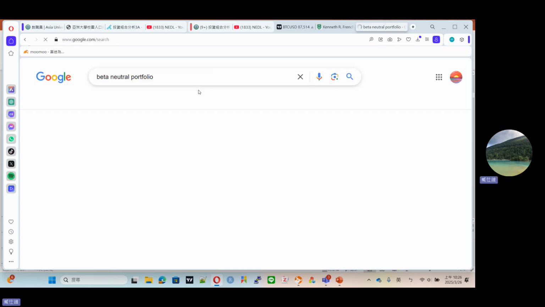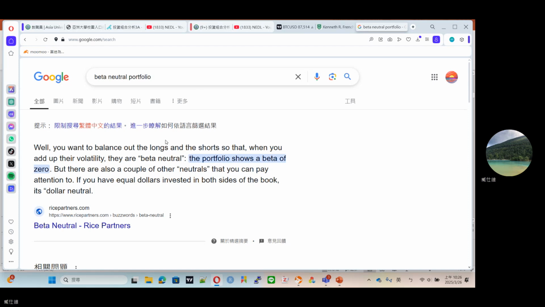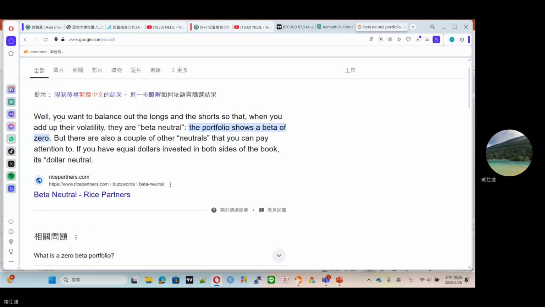Okay, so what is a beta neutral portfolio? Beta neutral means you want to create a beta zero portfolio. We try to decrease the volatility of the portfolio to a minimum value. Ideally, if we can create a beta zero, that means this portfolio or this asset is beta neutral. If you are interested in this portfolio, you can check out this information here.